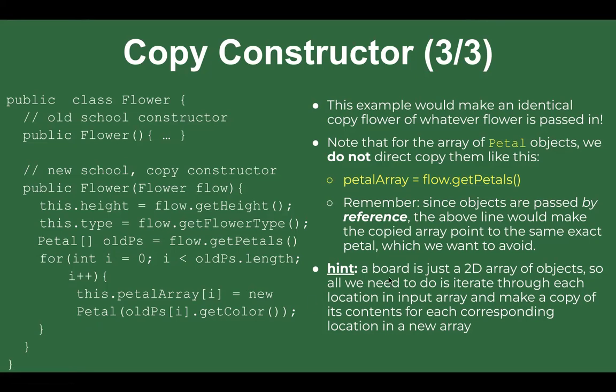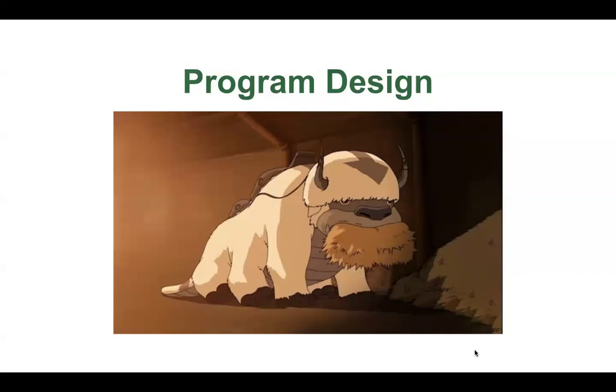As a hint, a board is just a 2D array of objects. So all we need to do is iterate through each location in the input array and make a copy of its contents for each corresponding location in a new array. So yeah, some things to think about. Who's next?